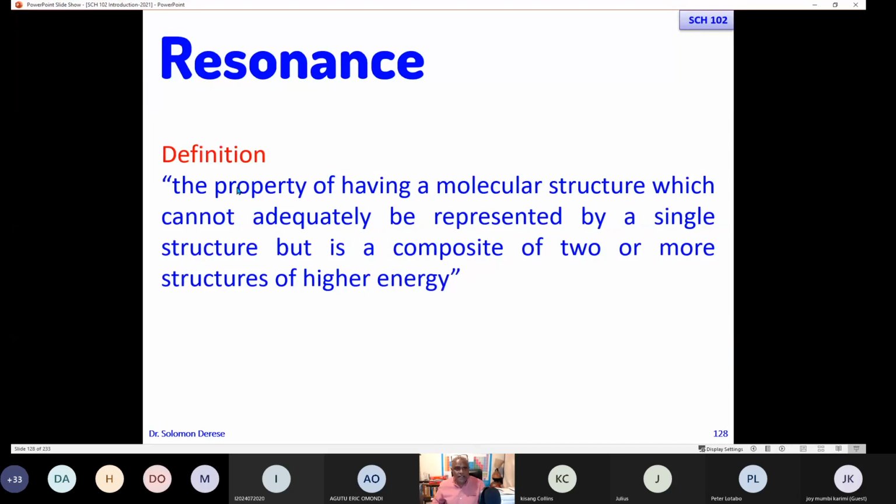So resonance is the property of having a molecular structure which cannot adequately be represented by a single structure, but is a composite of 2 or more structures, and these 2 or more structures have high energy. This is what is known as resonance. So resonance comes as a result of failure to represent the structure of a compound by a single structure. So let me just give you an example.